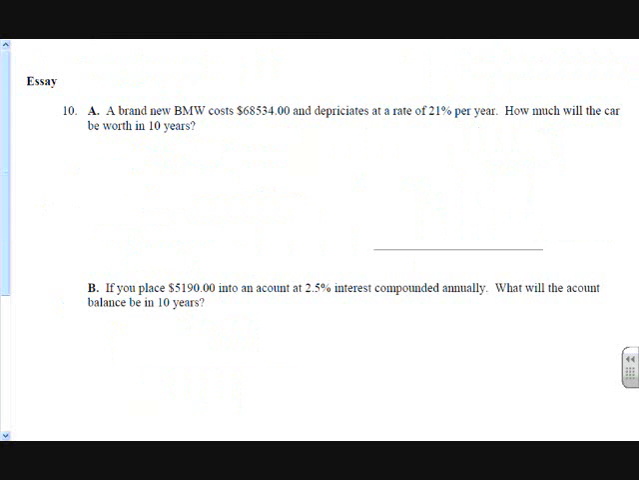If I take a look at this last example, it's got 3 parts to it. The first part says a brand new BMW costs $68,534 and depreciates at a rate of 21% per year. How much will the car be worth in 10 years?